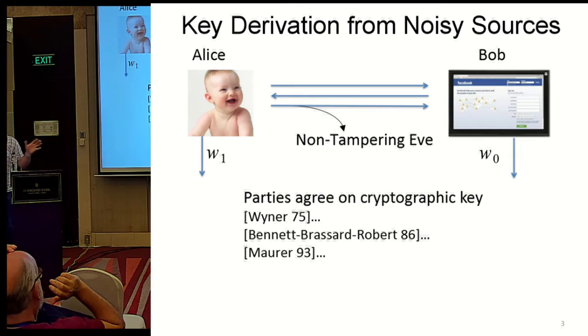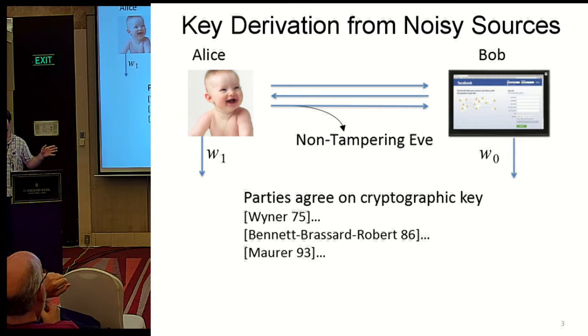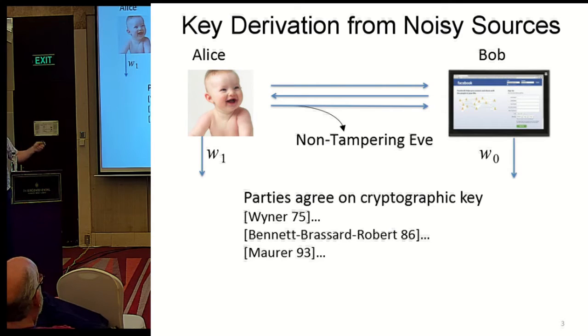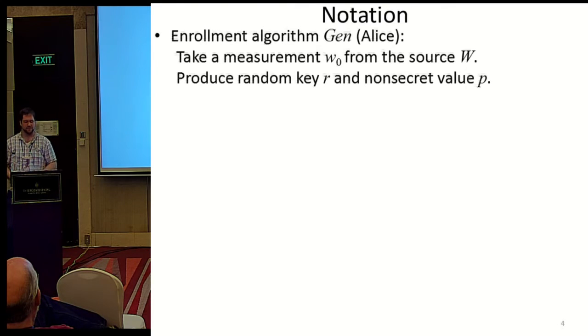This problem and variants of it have been studied for 40 years, starting with the great work of Wyner and the wiretap channel in 1975. Today we're going to consider the non-interactive setting, where there's a single message from Alice to Bob. In this setting, we're going to use the notation of fuzzy extractors.